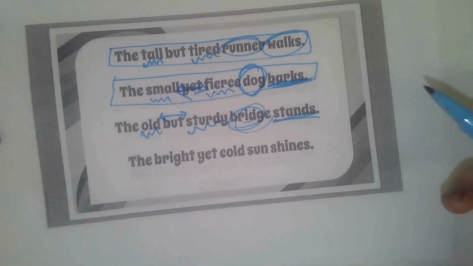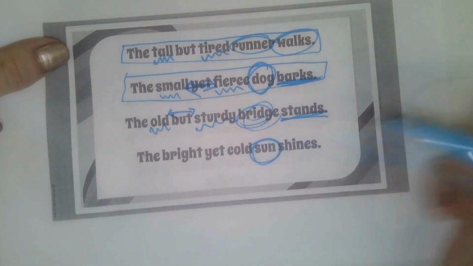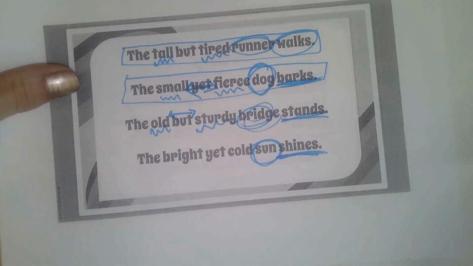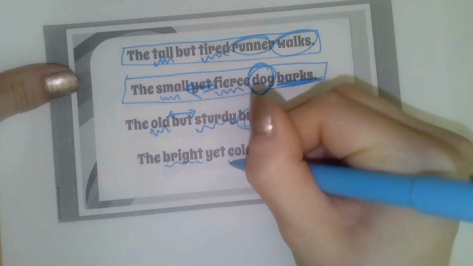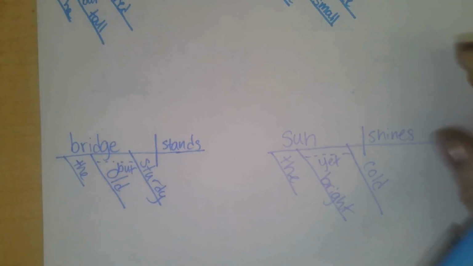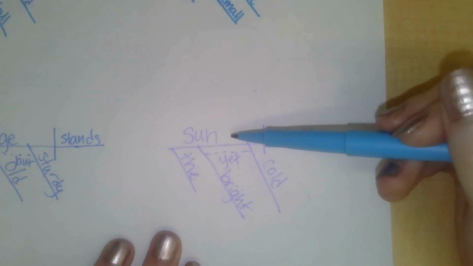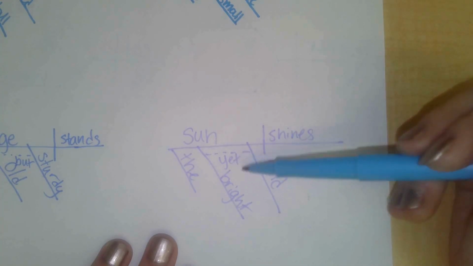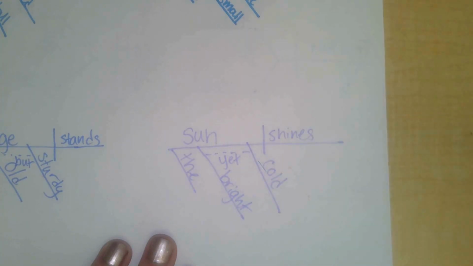Next one, the bright yet cold sun shines. The sun is the one shining, it's doing something. What's it doing? It's shining. There's our verb, adjective, adjective, conjunction, bright yet cold. Subject, verb, adjective, adjective, adjective, conjunction, making this a compound phrase.